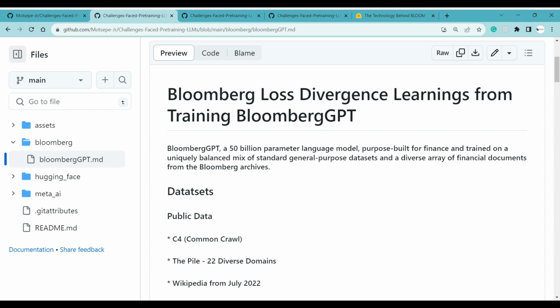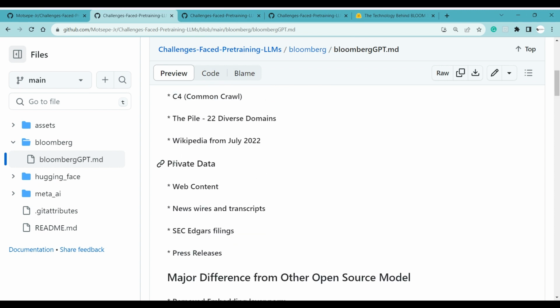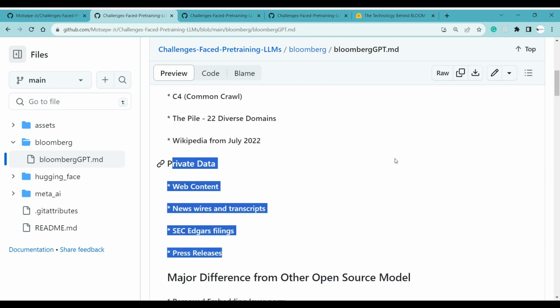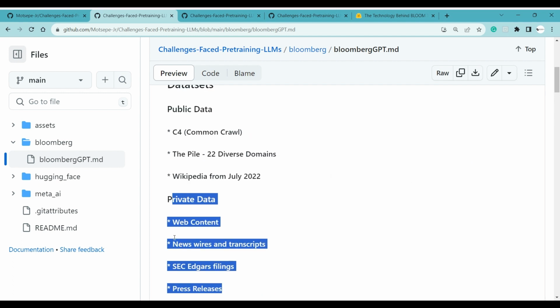So Bloomberg released a 50B language model. This model was trained on public data as well as some private data. So this is the data within Bloomberg, I think dating all the way back to 2007. I think it was 50% their private data, which is more finance, and the public data was also, I think, 50%.